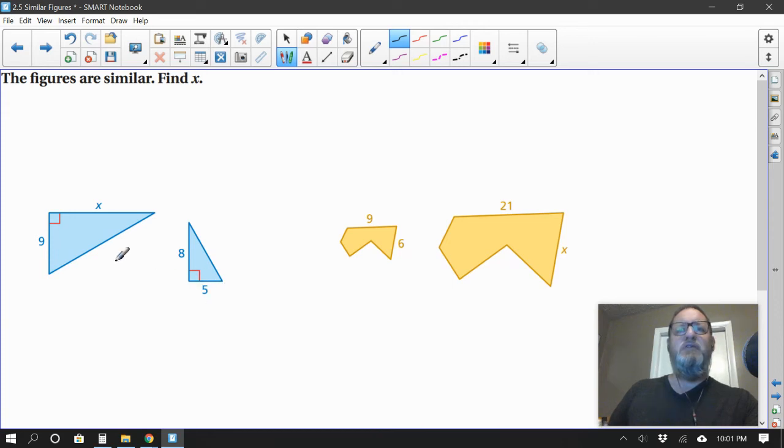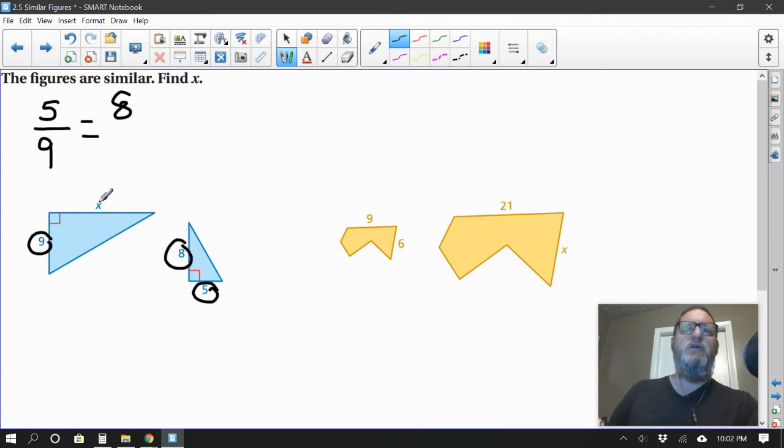So let's see here. It looks like the 5 right here corresponds to the 9. Do you see if you would have turned this triangle 90 degrees, they would go together? They would correspond. So 5 over 9 does that. Oh, I'm sorry. These are already similar. So we already know they're similar. We're just trying to find x. That would have to equal 8. So again, this side over this one. And our proportion is set up.